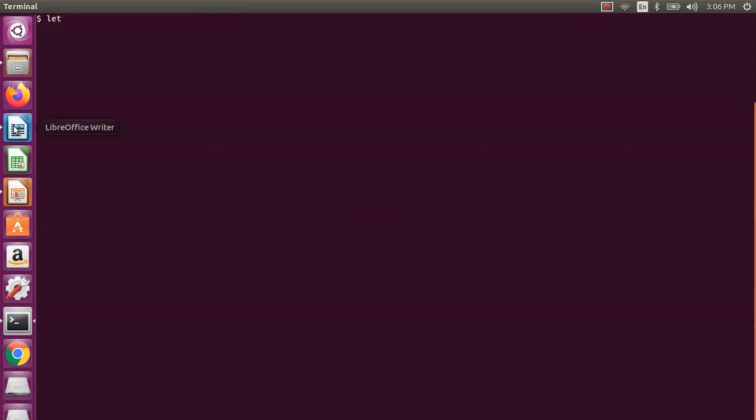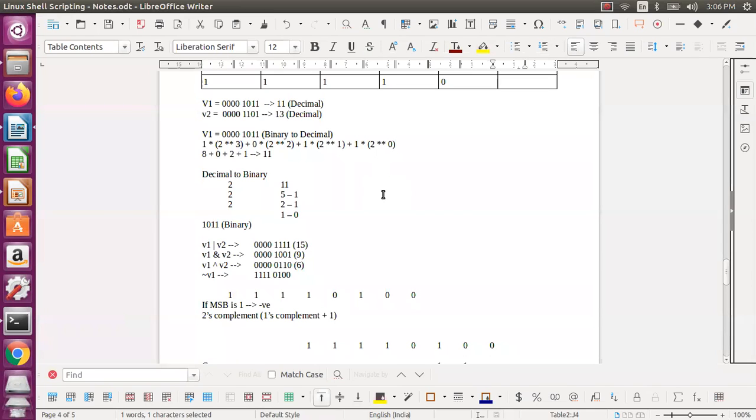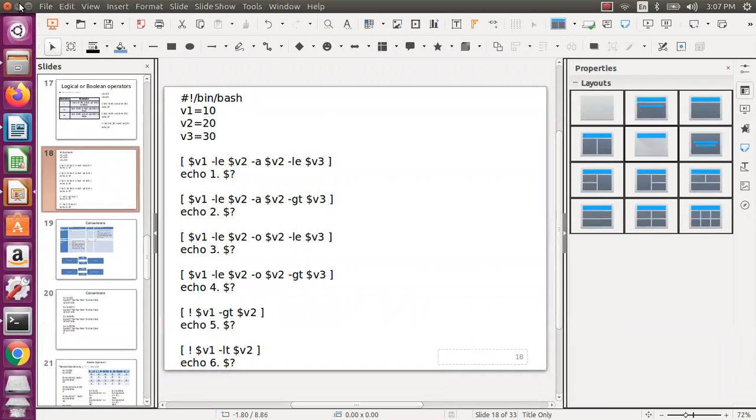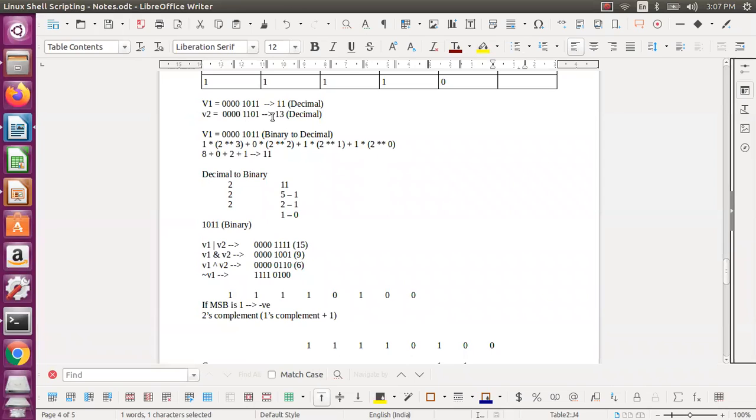As we have seen in the previous session, for any expression evaluation of these bitwise operators, we have three types: expr, let, and then the double parenthesis method. With expr, you cannot do the bitwise operation. You can do it only with let and the double parenthesis. So let us check on that. First check with let. So v1 is 11 and then v2 equal to 13.